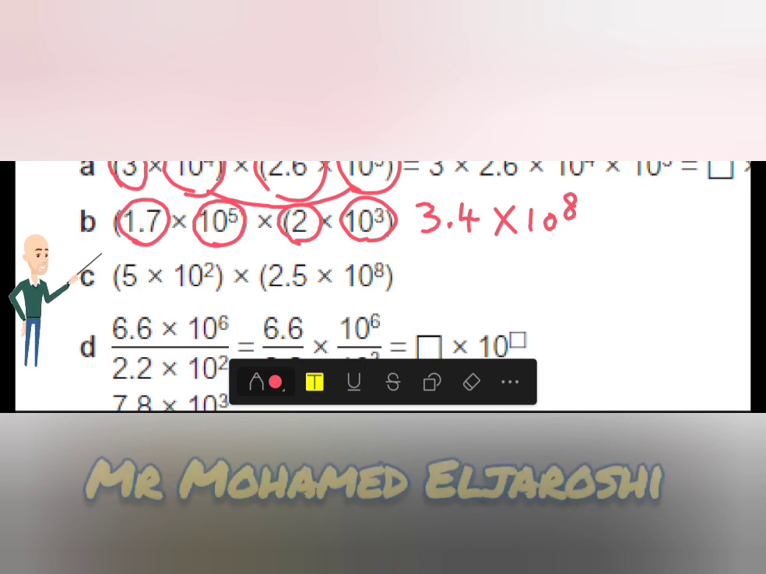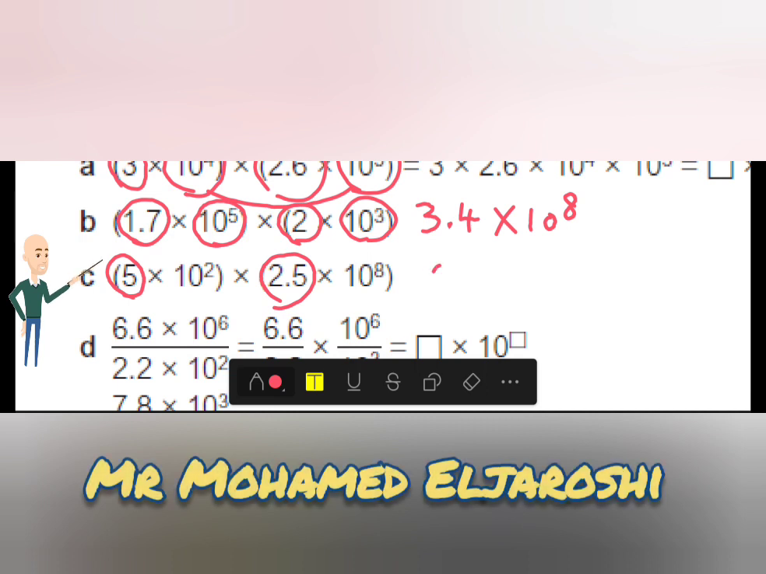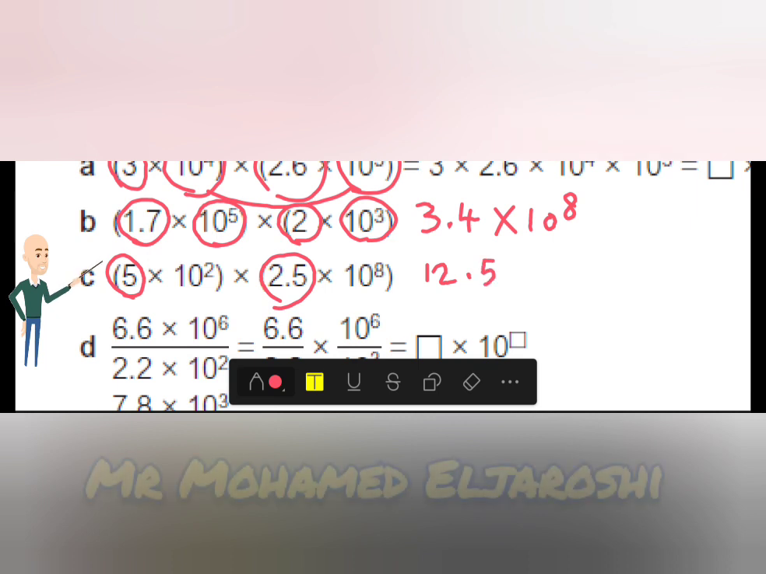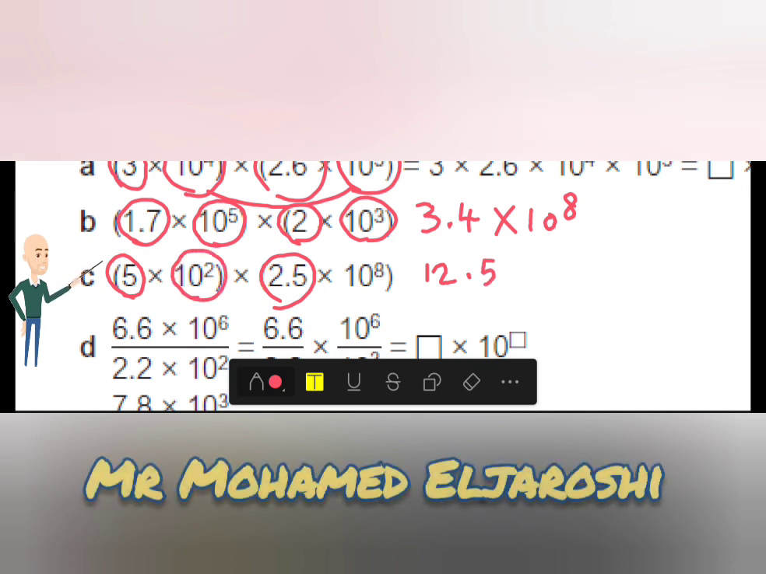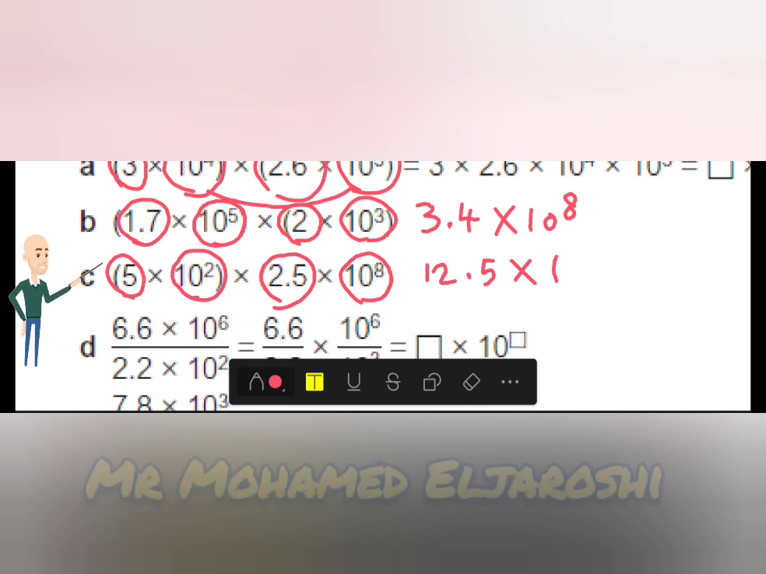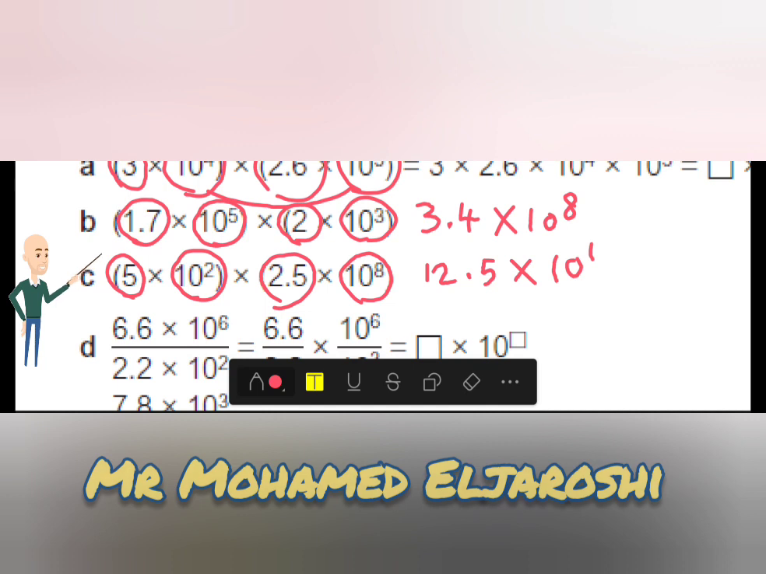Very good. Now C, I'm going to do the same idea. I'm going to multiply 5 with 2.5 and write the answer. So 5 times 2.5 equals 12.5. So I'm going to write 12.5 here. Good. And then I'm going to multiply the 10 with the power. So 10 to the power of 2, 10 to the power of 8. When you multiply them, very good, you add the powers. So it's going to be 10 to the power of 10. Good job. 10 to the power of 10.